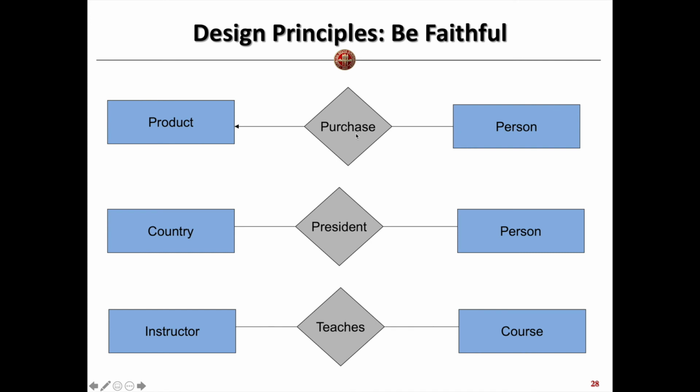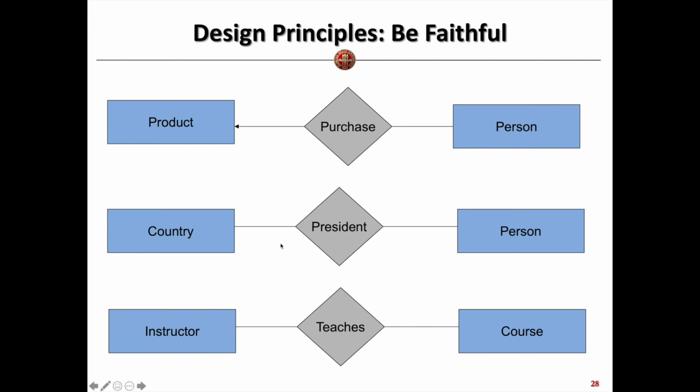Is it correct or not? Since we know that in the real world, a person can buy multiple products simultaneously, we cannot add an arrow here. And the second example denotes that a person can be the president of a country, and we model the relationship between the person and the country.